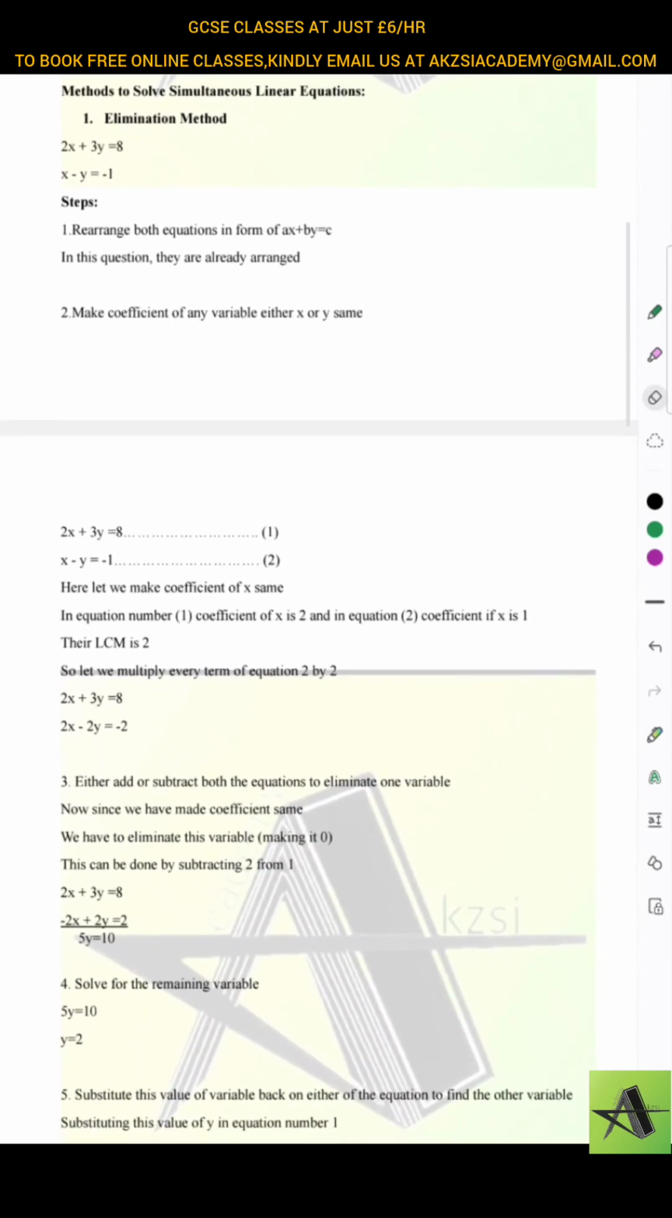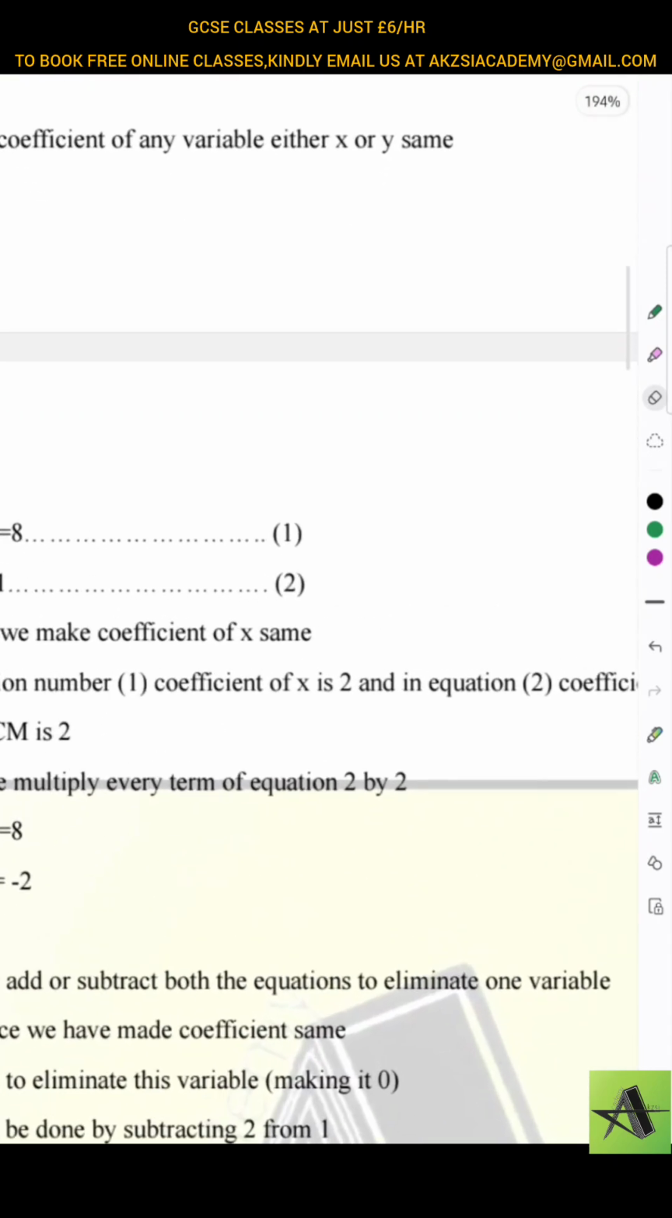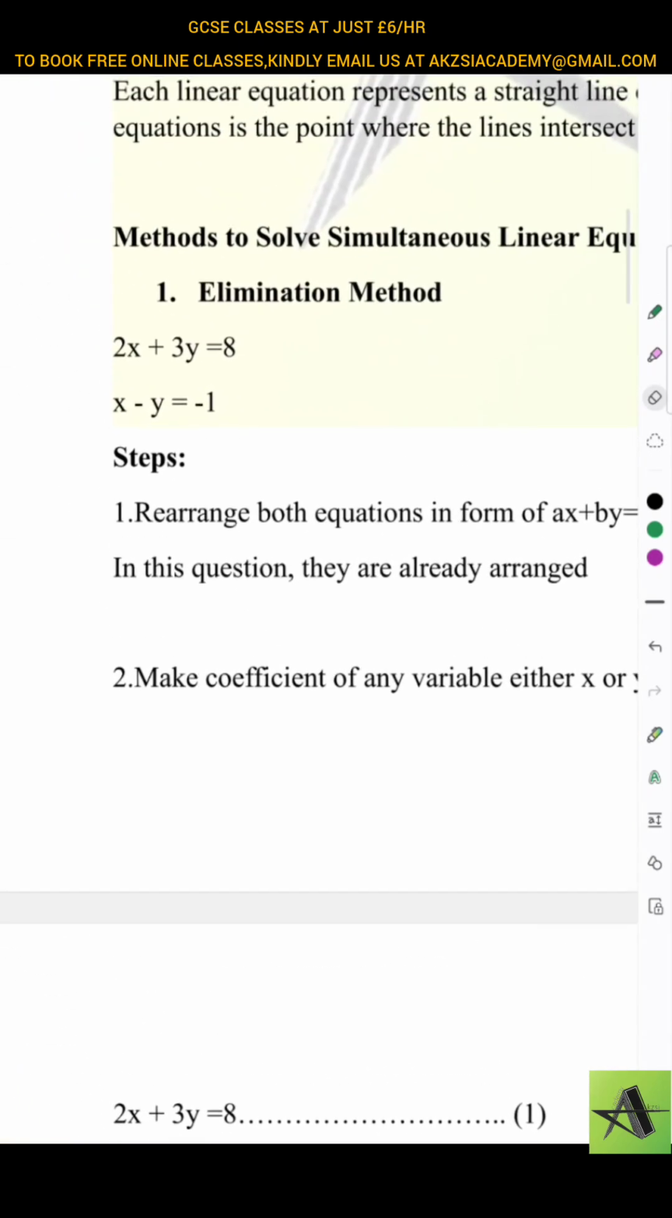As the name suggests, we are eliminating one variable entirely so that at the end we will have only one variable and that will give me the answer. For example, see this question, which is 2x plus 3y equals 8 and x minus y equals minus 1. Let me zoom in on this one. You have to solve this. Some equations are pretty easy, so just by hit and trial you can find the answer, but it's not possible for all equations, so you have to use specific methods. And we are doing elimination here.